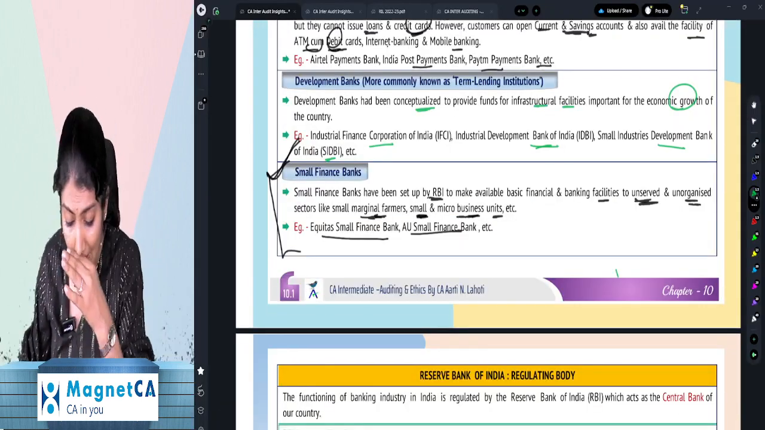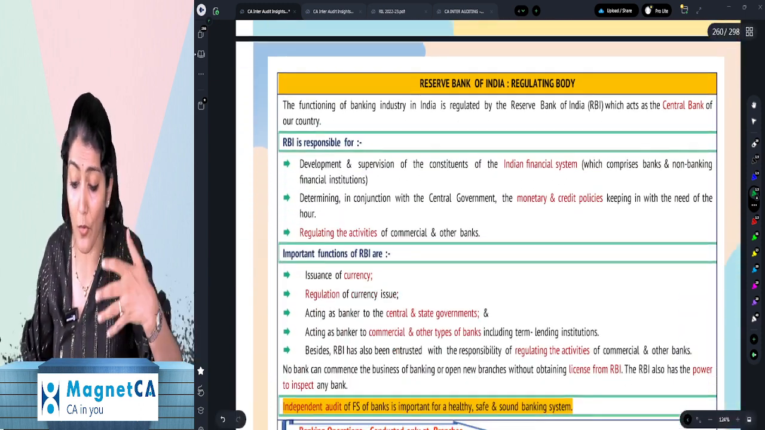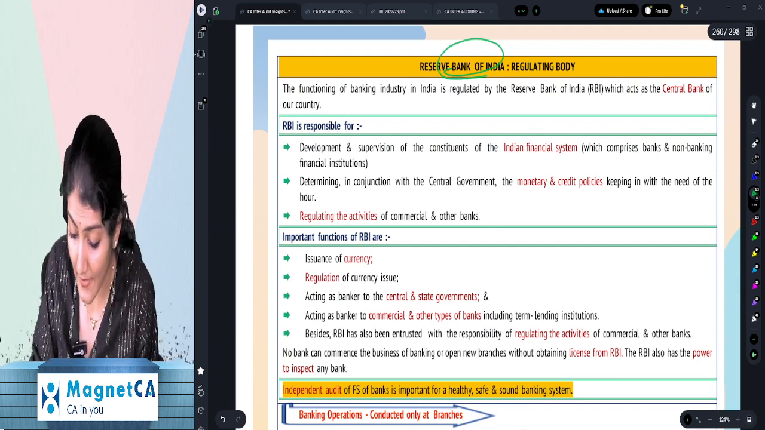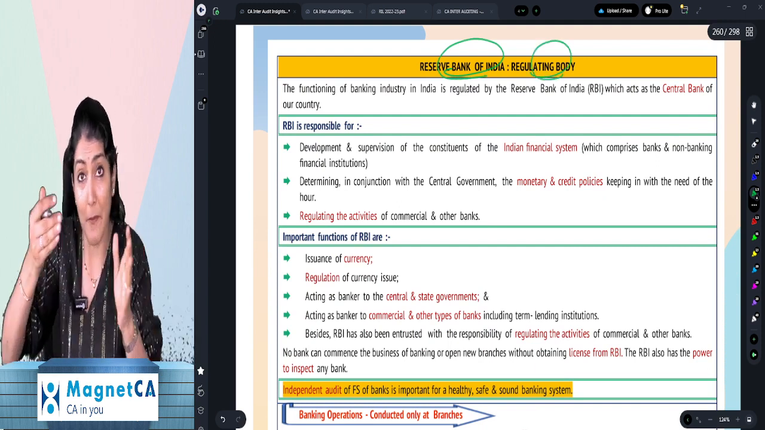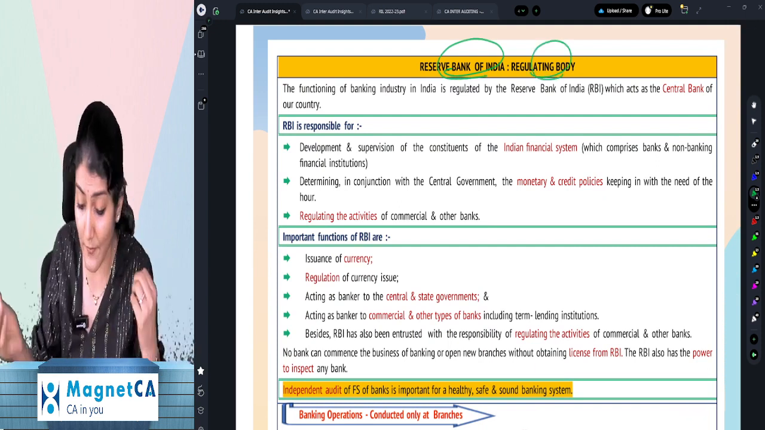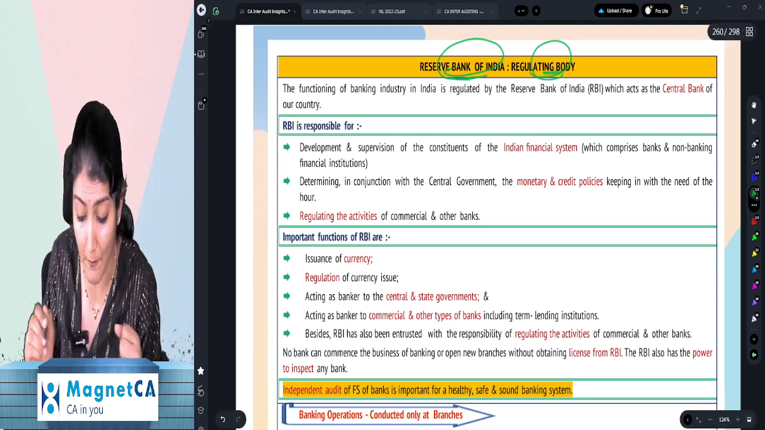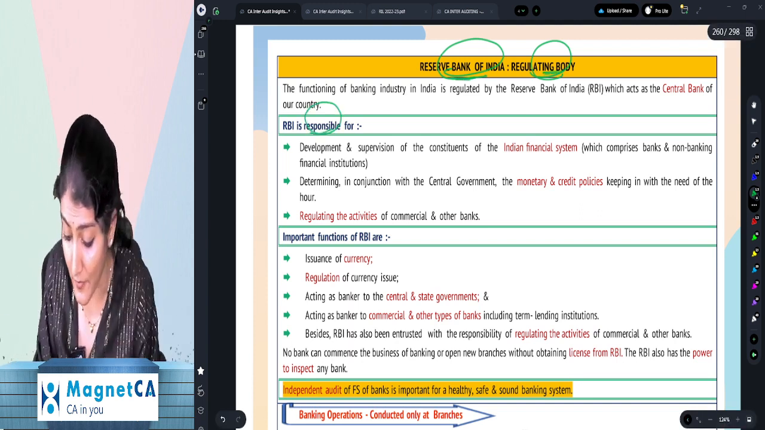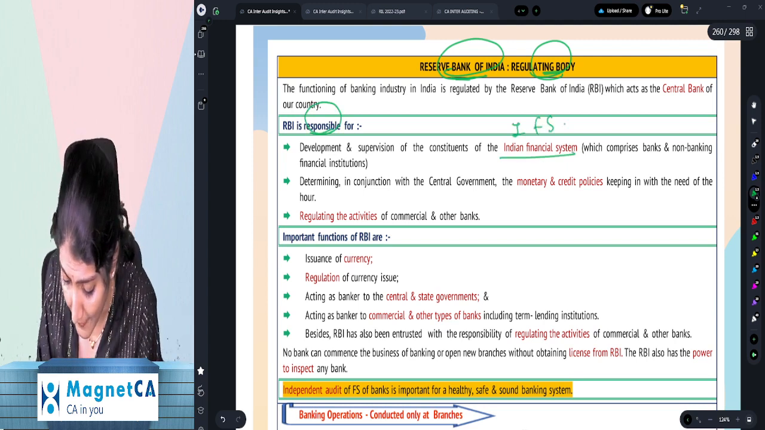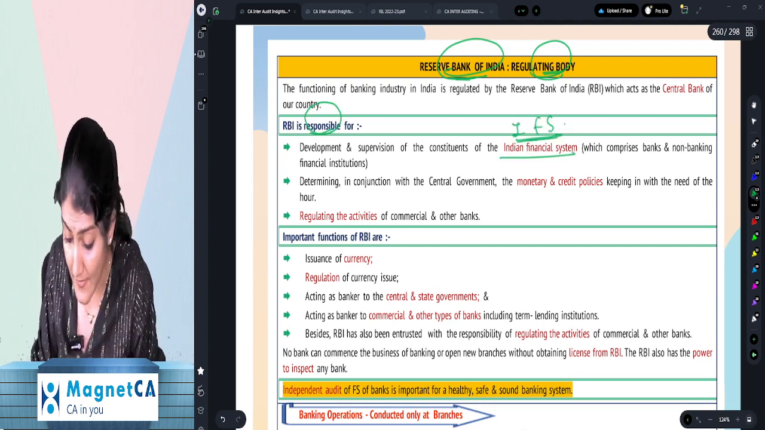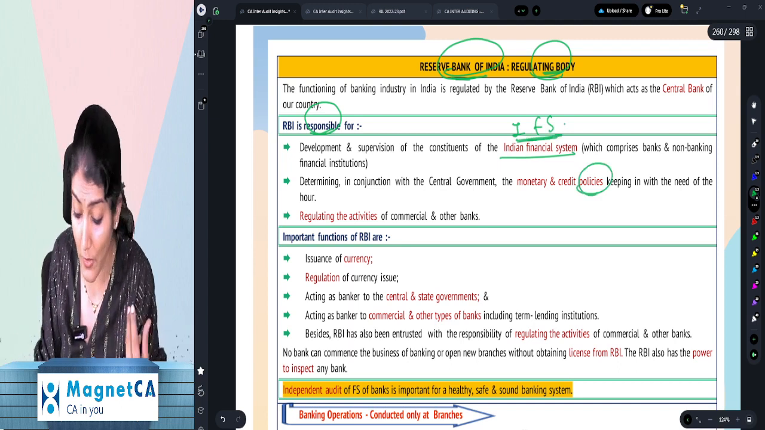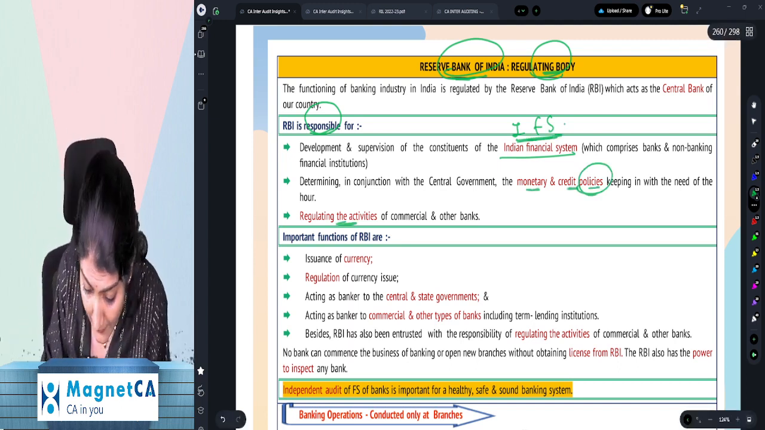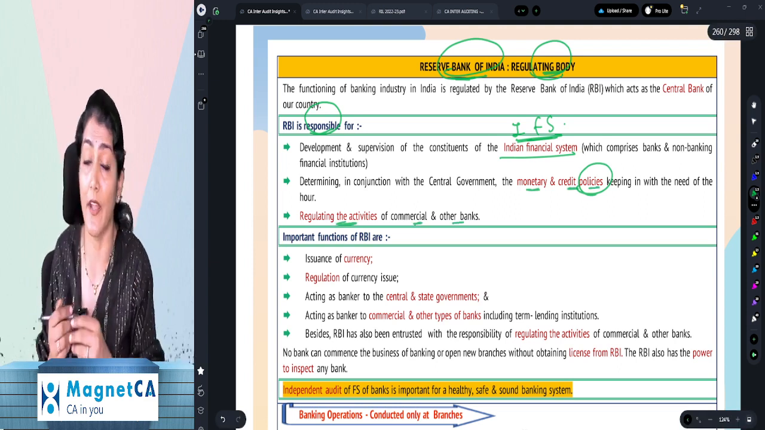Then after that, who is the banker to all the banks in the country? It is the RBI. It is the regulating body, under the RBI Act 1934. So what is RBI responsible for? It is responsible for maintaining the Indian financial system. And in the system, what you have is the policies, monetary and credit policies, and also to regulate the activities of the commercial and other banks.